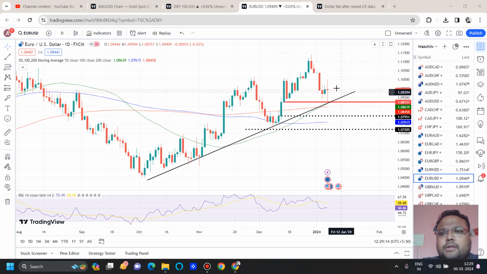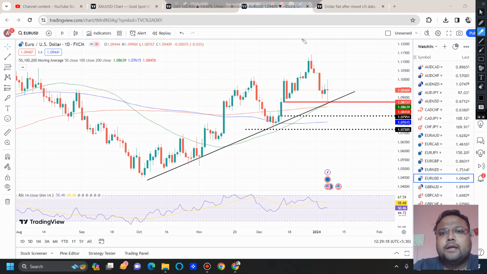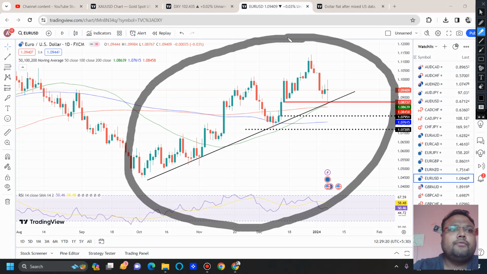So let's keep aside yesterday's candle and look at the market here. If we look at the overall trend of EUR/USD on the daily chart, you can clearly see that the market is going up. The market is forming higher highs and higher lows. We can also see that we have a trend line acting as dynamic support, and the market has just bounced from the trend line.